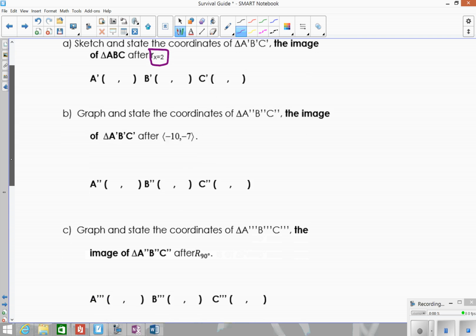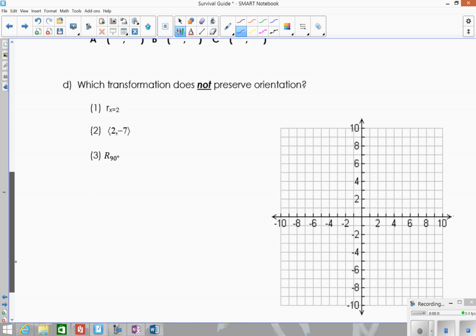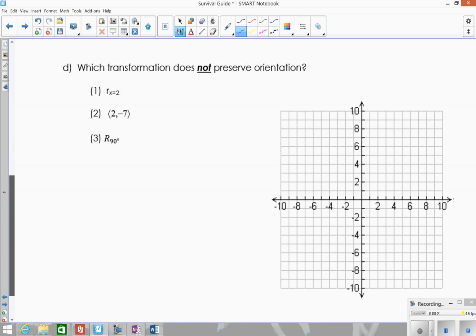So I'm going to go down to the graph at the bottom here, and I'm going to start by graphing the original triangle. A is -3, 1. Then I have B is 0, 5. And C is -5, 7. So here's my original.